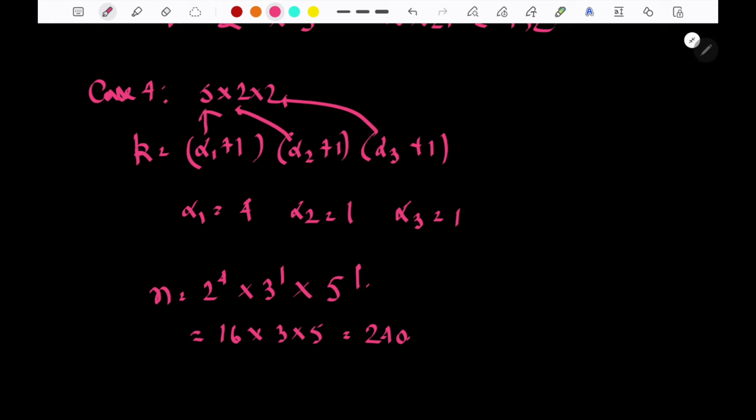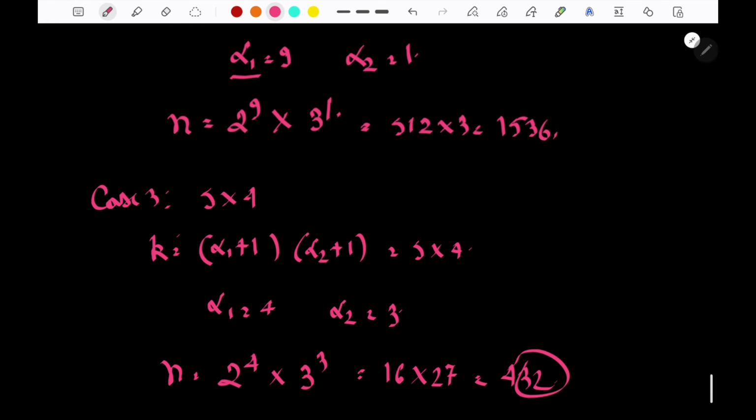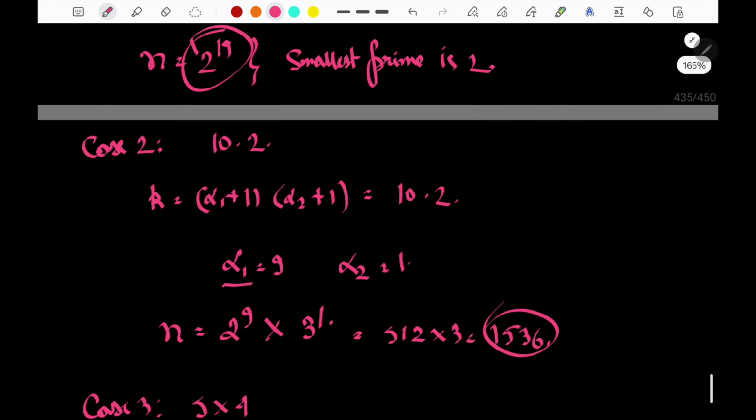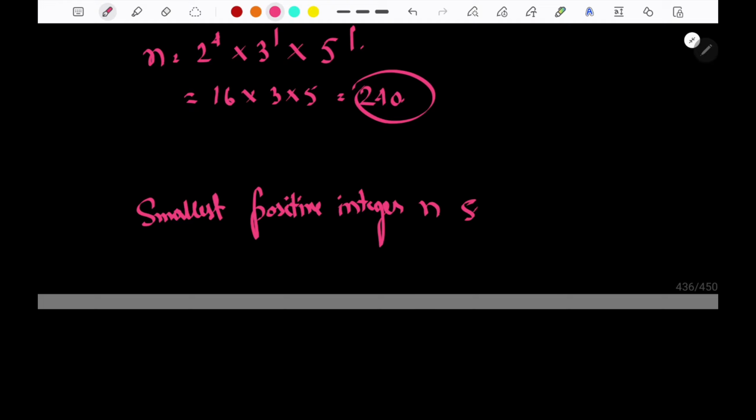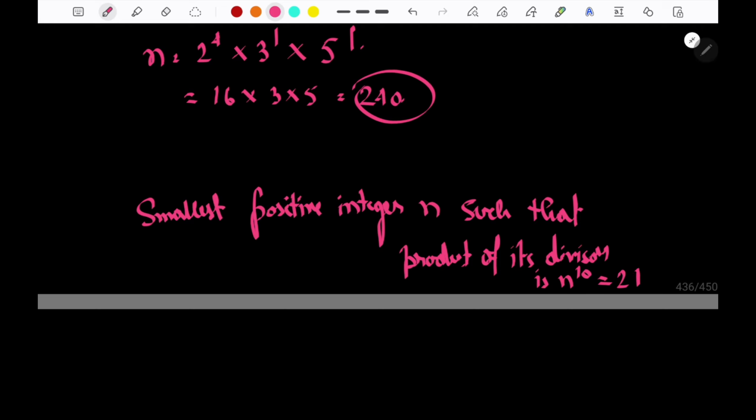Now which is the smallest one? The smallest one seems to be 240. Why? Because the others were 432 and 1536, and 2 to the power 19 is actually a very big number. So the smallest one is 240. So the answer is: the smallest positive integer n such that the product of its divisors is n to the power 10 is equal to 240. Amazing question.